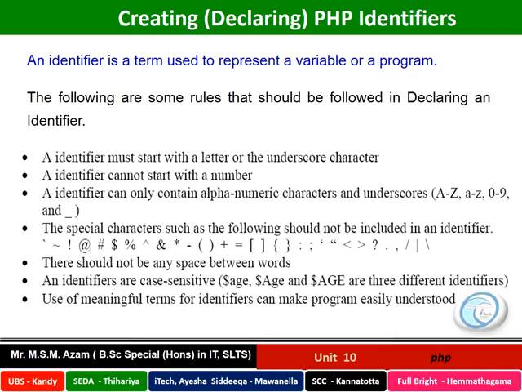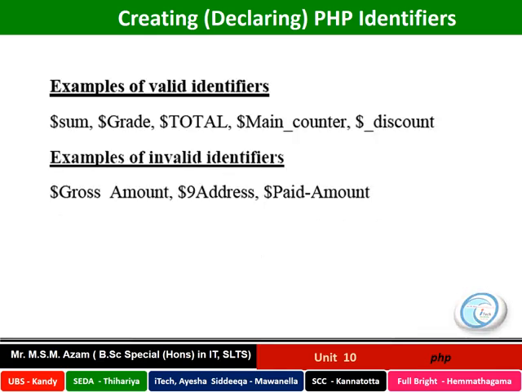Next one, always use meaningful terms for identifiers, which makes it easier for the programmer to understand the code. These are some examples of valid identifiers in PHP: $sum, $grade, $total, $main_counter, $discount.